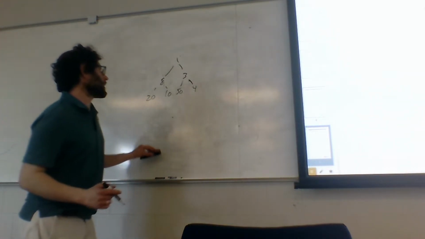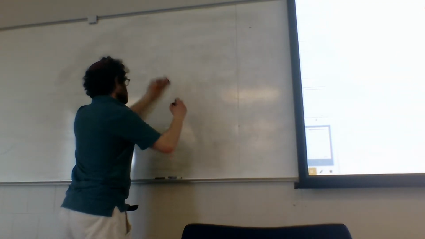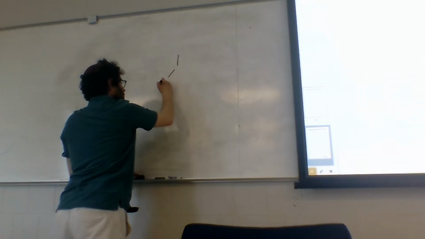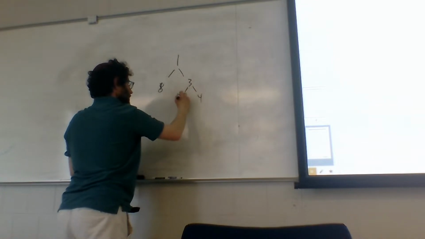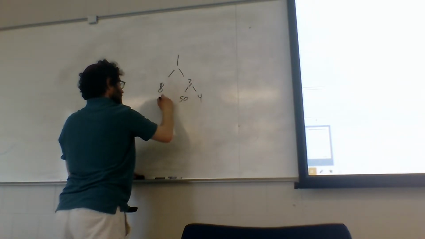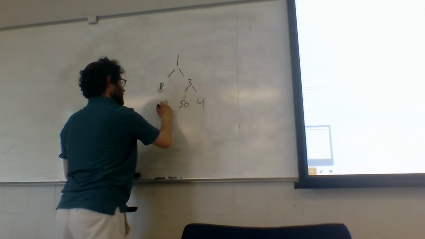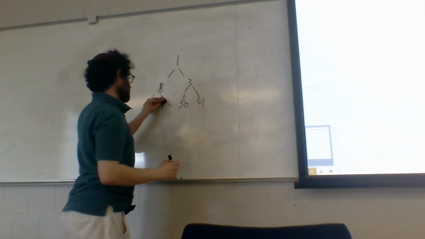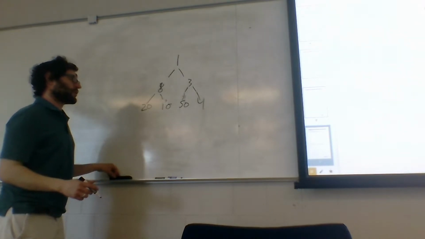Let me go ahead and redraw it. I think I had 1, 8, then 3, and then there was a 4 here, a 50, 10, and then 20. Okay. So we need to remove 1.